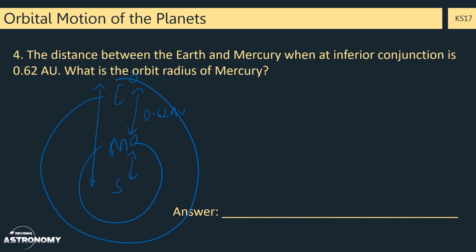Again, we know that from the Earth to the Sun is 1 astronomical unit. So again, this distance here is going to be the total distance 1 minus the difference between the Earth and Mercury, 0.62 astronomical units, which will give us 0.38 astronomical units.